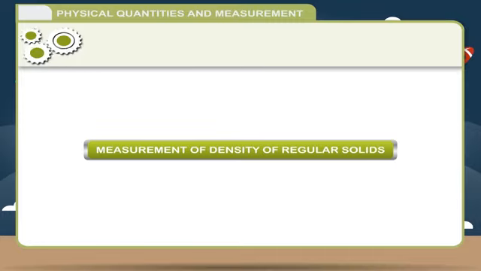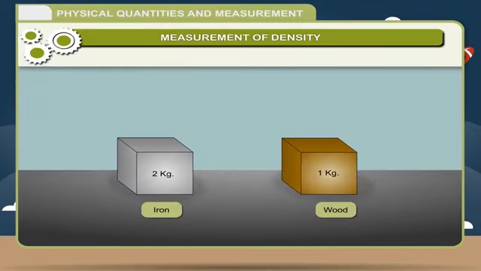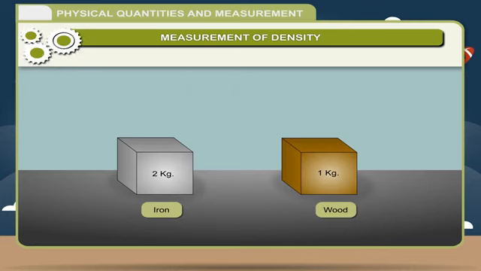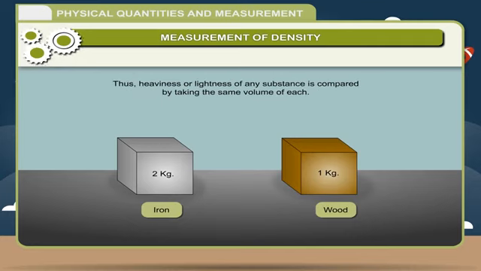Measurement of density of regular solids. It is normally said that iron is heavier than wood. It means iron will weigh more than wood if both are of the same volume. For this term, density is used, and it is said that the density of iron is more than the density of wood. Thus, heaviness or lightness of any substance is compared by taking the same volume of each.